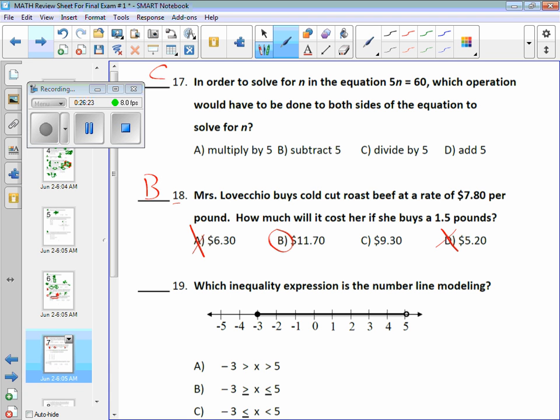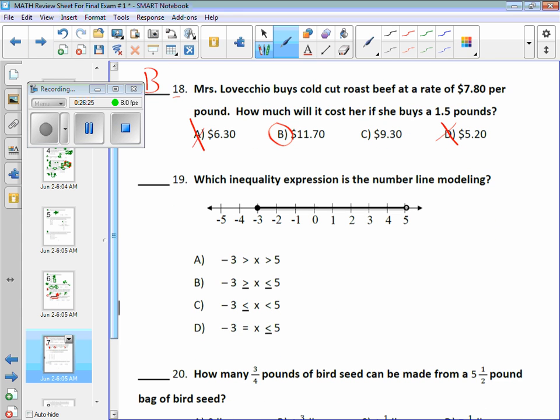Number 19. You're looking for the inequality which is greater than or equal to, write this down because it's a closed circle, -3, but less than, not equal to, the whole number 5. And so, greater than or equal to -3, x being the number in the middle, it's greater than -3 but less than 5, will get you C.